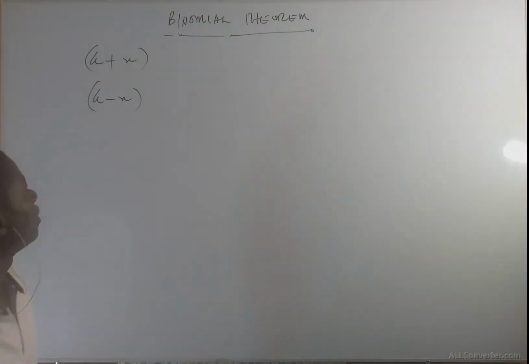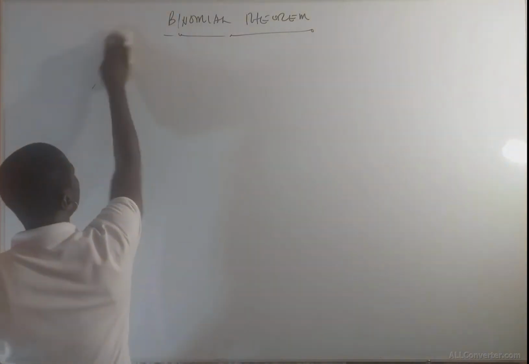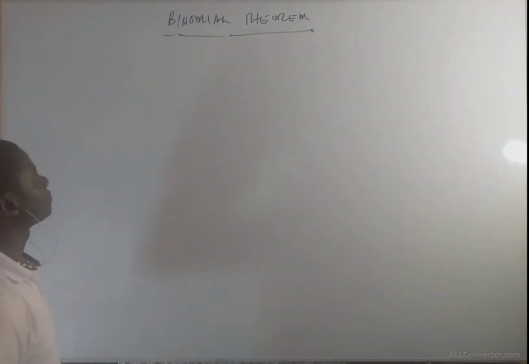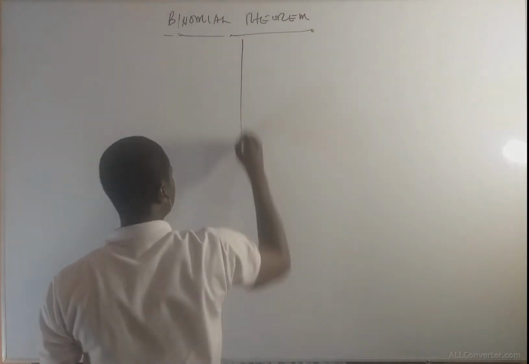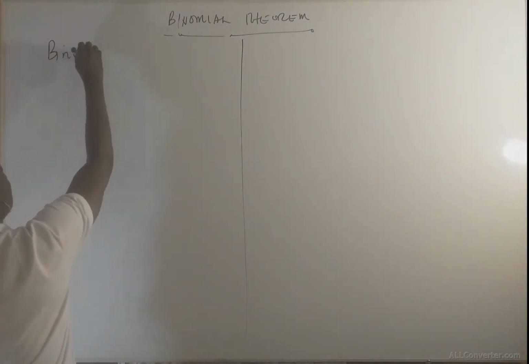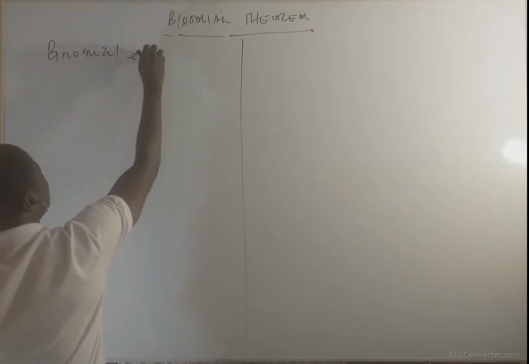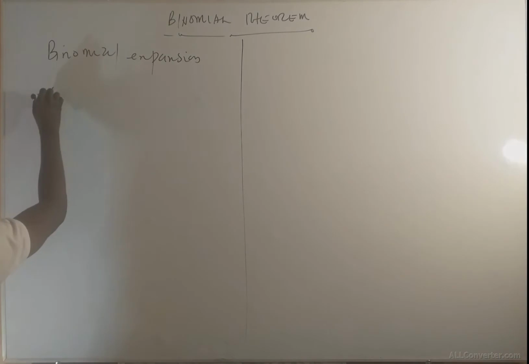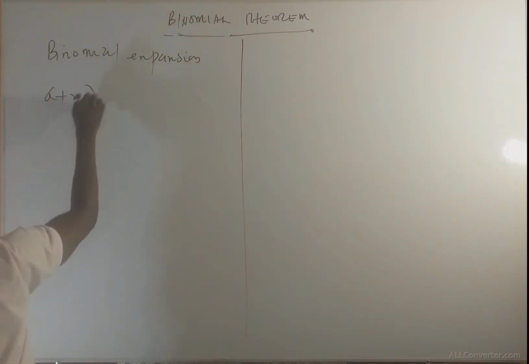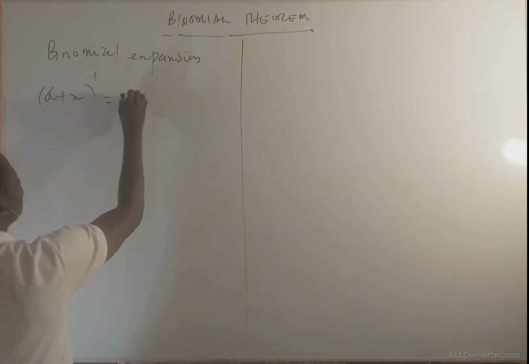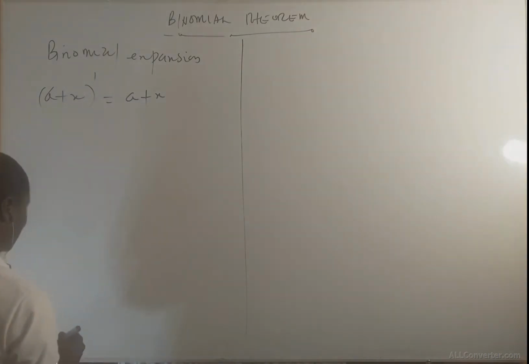Now, before we look at the binomial theorem itself, we'll be looking at binomial expansion. Now, when we talk about the binomial expansion, let's consider the binomial. Let's assume we have (a + x) exponent 1. Now, (a + x) exponent 1 is the same as a + x.